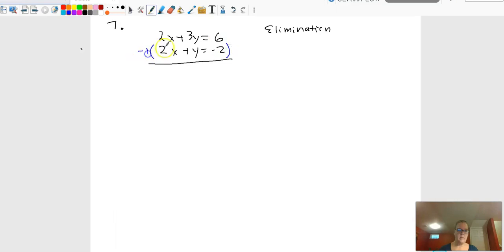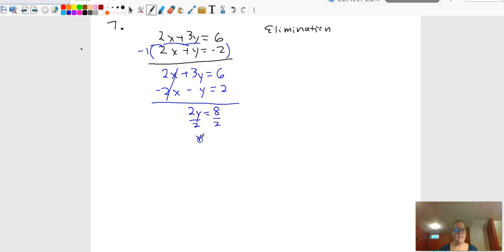Multiply this equation by -1. I have my first equation, 2x plus 3y equaling 6. I distribute this negative to each term: -2x minus y equals negative times negative, which is +2. Again, elimination, you have to have one pair opposite each other. Our x's are, so 2y equals 8, divide by 2, and I have my y equals 4.